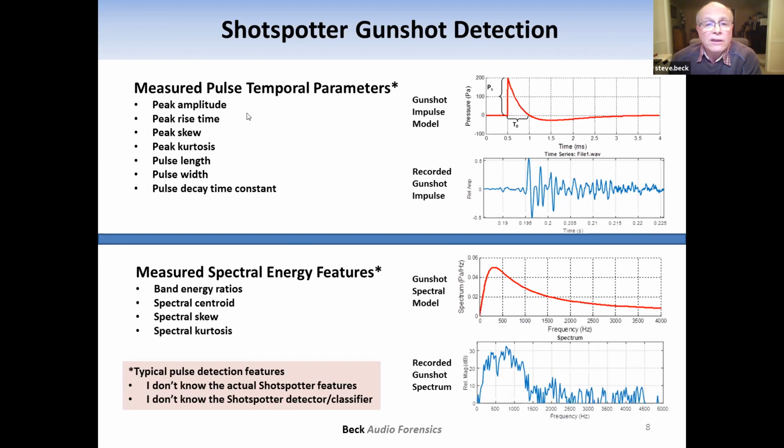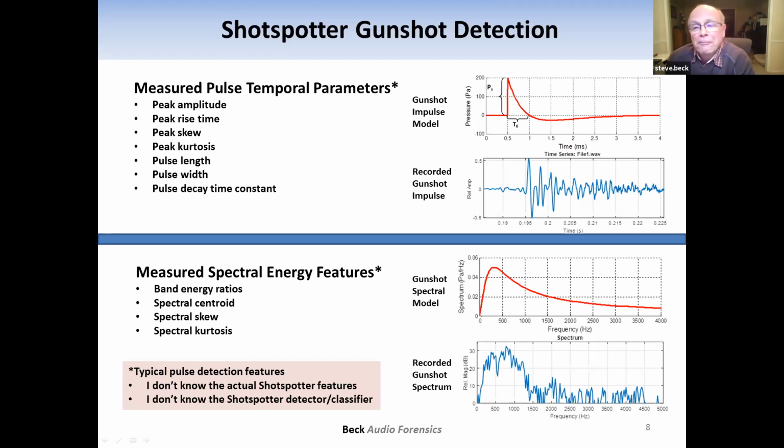So I'm going to talk about the typical parameters that one would try to extract for a gunshot. We have temporal parameters. So over here on the right-hand side at the top, I've got a model of a gunshot impulse. And right below it is an actual recorded gunshot sound. And you can see that the actual ones are a lot noisier, doesn't exactly look like the theoretical model. But this is actually one of the better ones.